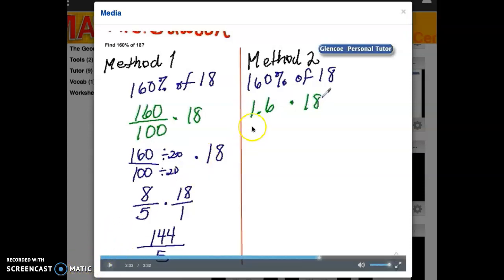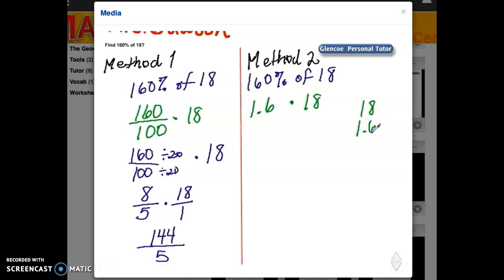So what she did, just to clarify, is what we have been doing throughout this entire chapter, turning this percent into a decimal by moving that decimal point over 2 spaces because we're dividing by 100 when we're turning this percent into a decimal. So moved it 2 spaces, so it's 1.6 times 18. 18 times 1.6.